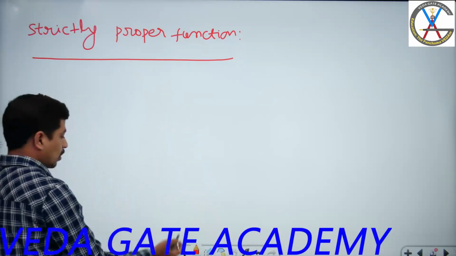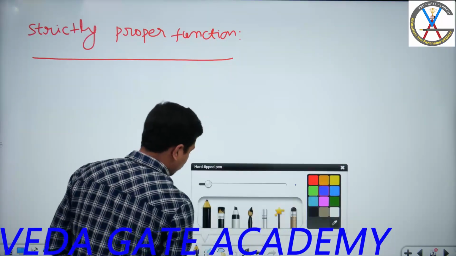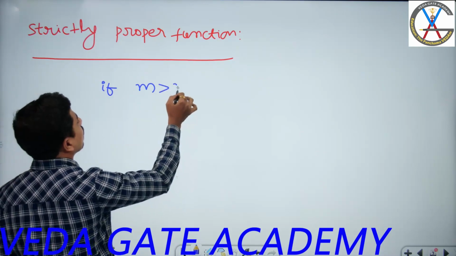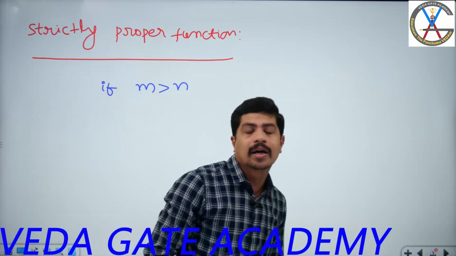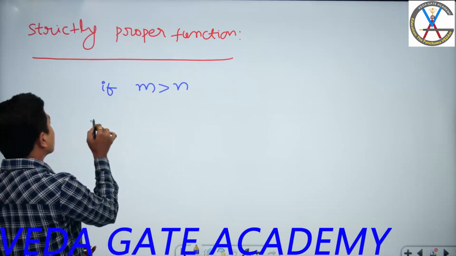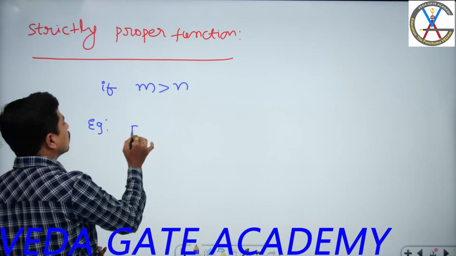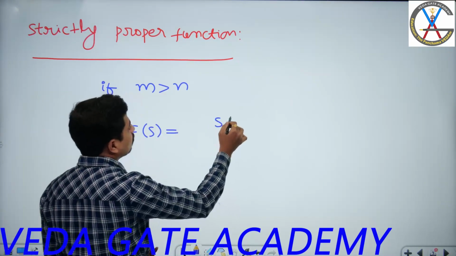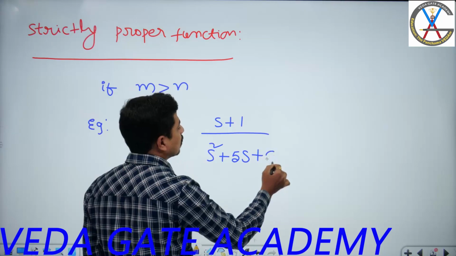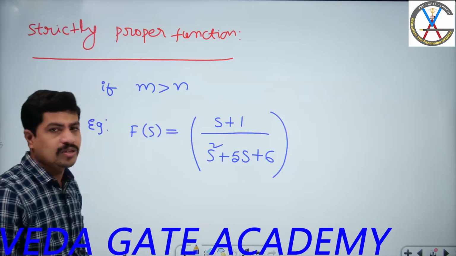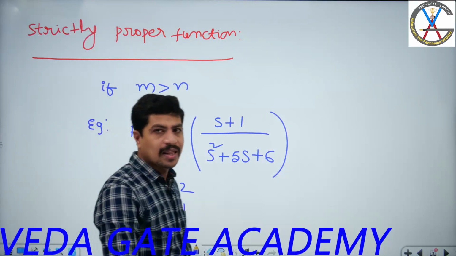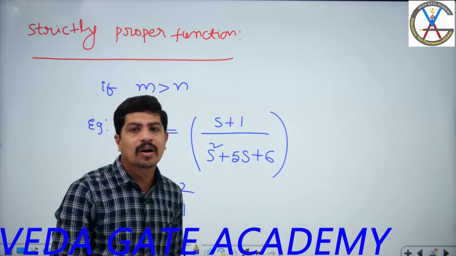What does strictly proper function mean? Strictly proper function means if m is greater than n, the order of the denominator is more than the numerator. One example is F(s) equal to (s plus 1) by (s square plus 5s plus 6). It is a strictly proper function. What is m? m is equal to 2. What is n? n is equal to 1. m is greater than n. This is a strictly proper function.